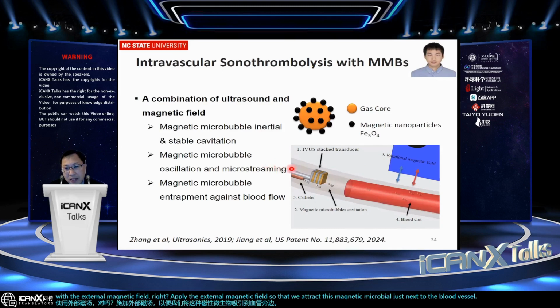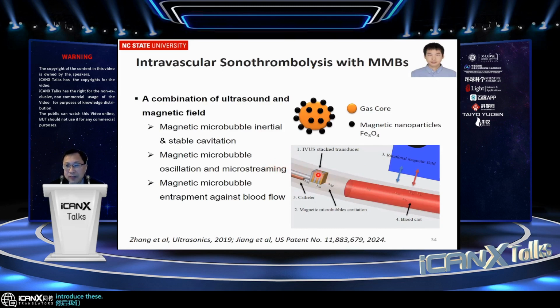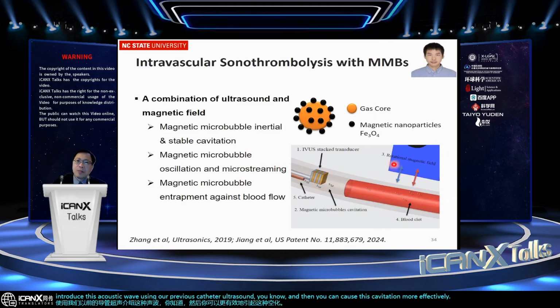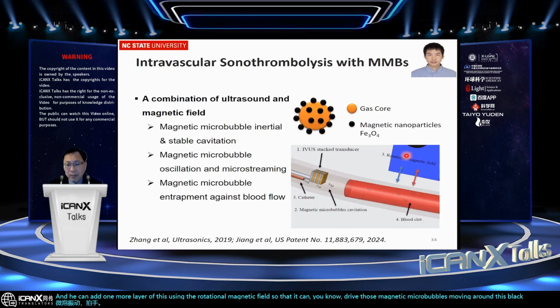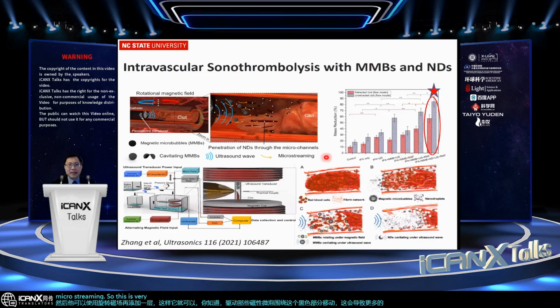And then we introduce the acoustic wave using our previous catheter ultrasound, and you can cause this cavitation more effectively. Even more, because you remember cavitation will cause microstreaming, microbubble vibration, and collapse, he can add one more layer using a rotational magnetic field to drive those magnetic microbubbles moving around the blood clot, causing more microstreaming. So this is really a great idea.